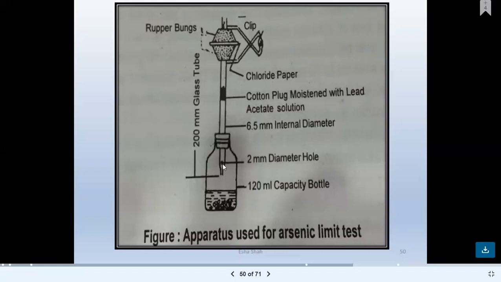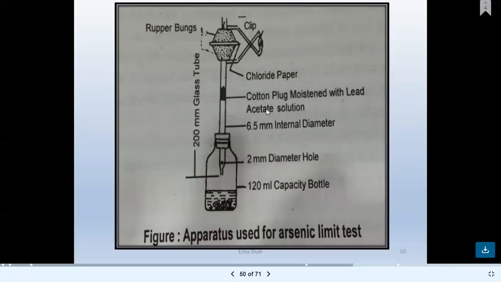So this is the construction and working. In construction, there is a 120 ml capacity bottle. To it we are going to attach a 20 centimeter glass tube. At the end of this glass tube, a 2 mm diameter hole is present. From this hole, the arsine gas formed will pass into this tube. The internal diameter of this tube is 6.5 mm. In between this tube, there is a cotton plug, and this cotton plug is moistened with lead acetate solution.